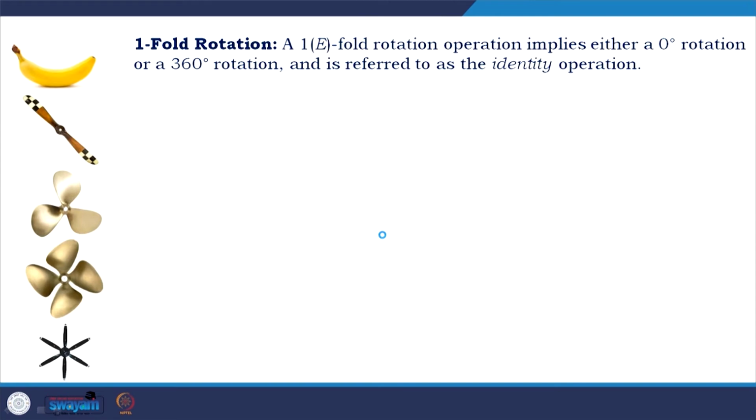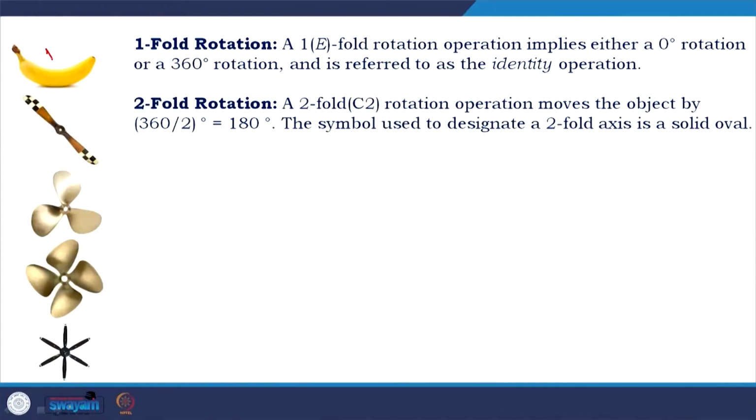For a banana, there is one fold rotation, and one fold rotation operation implies either a 0 degree rotation or a 360 degree rotation and is referred to as identity operation. So, you have no symmetry, but if you did not change, you definitely get the same. You make a 360-degree change, you definitely get the same for anything. So, this is one fold.